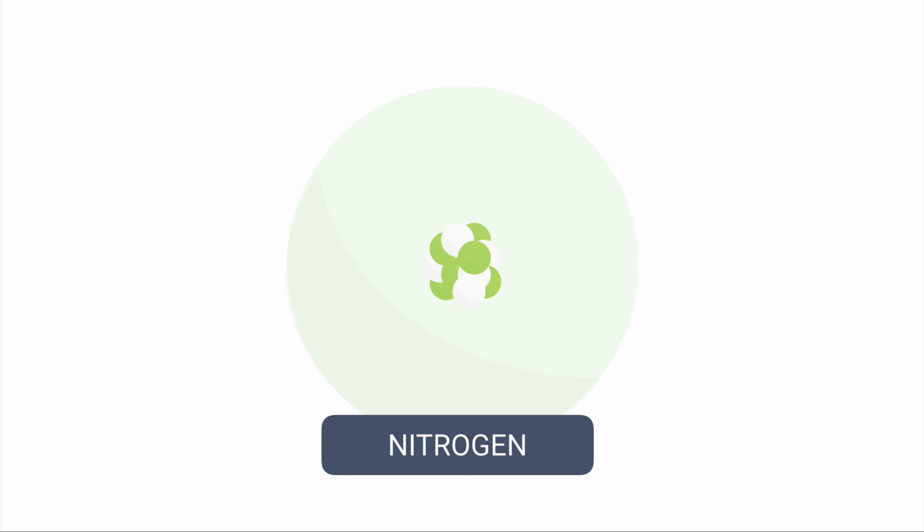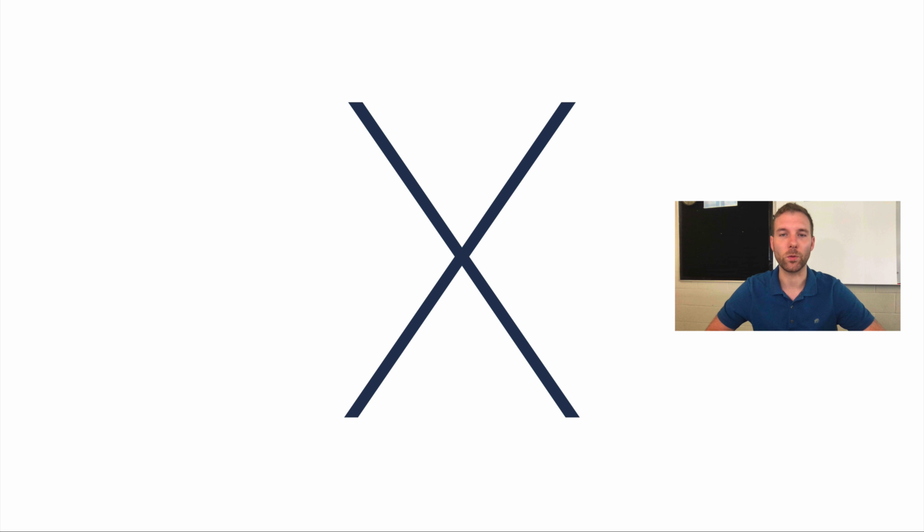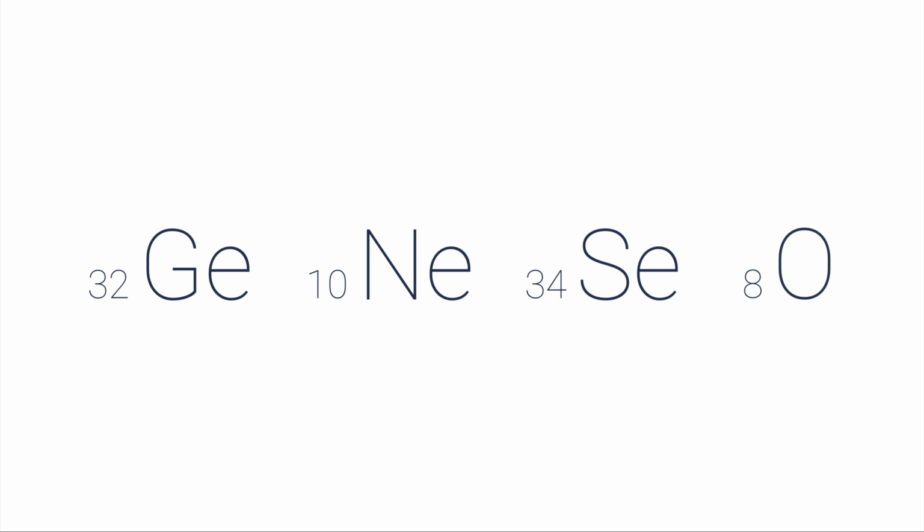So sometimes shorthand for elements looks like this. We'll write the element symbol. Here I'm just putting X, which represents any element. But sometimes we'll want to put the atomic number next to it. In this case, the atomic number goes in the bottom left corner here. So here are a couple examples.